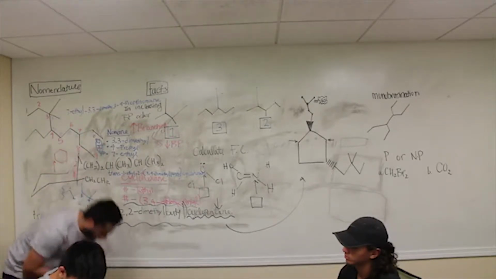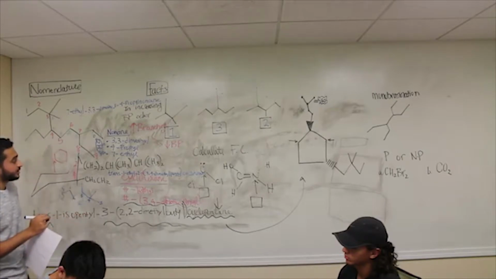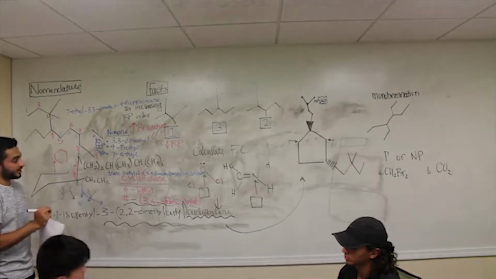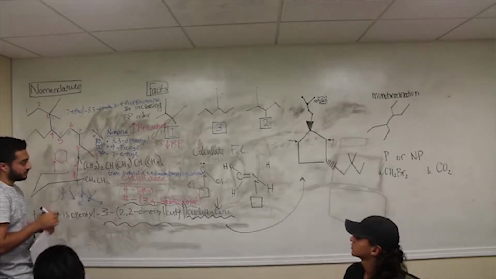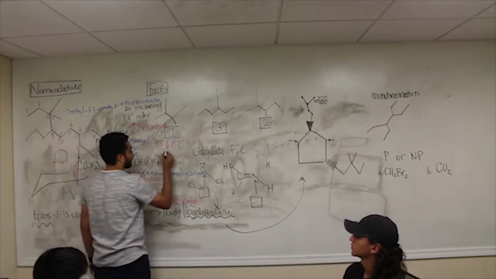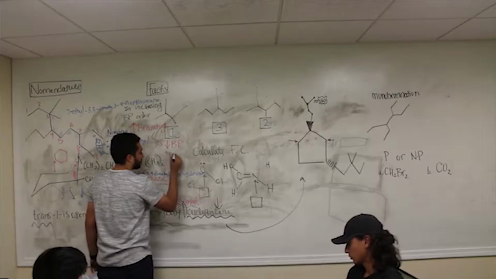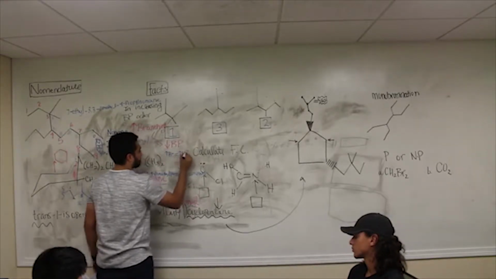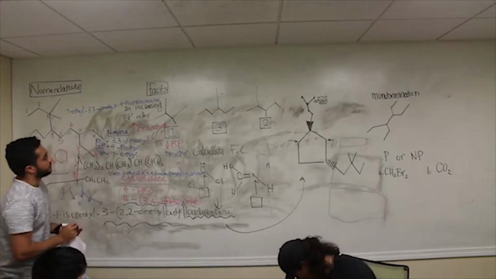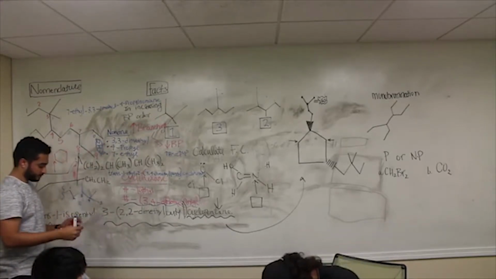Okay, and if boiling point decreases with increasing branching, what does that mean for melting point? Opposite of that. Indeed. So just know increased branching equals increased melting point. Okay? So on to the next one.